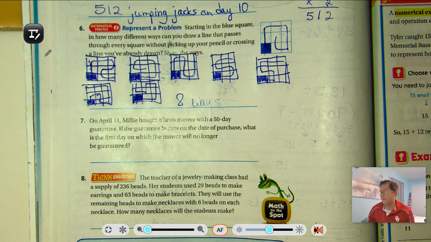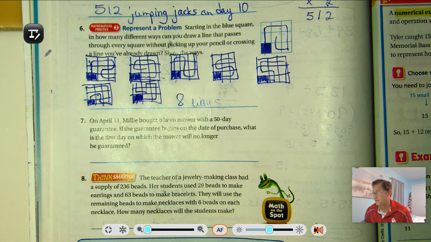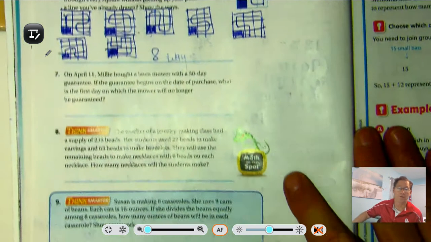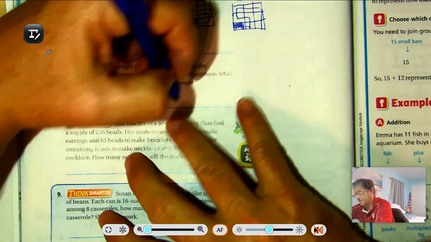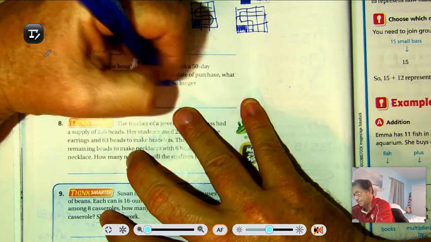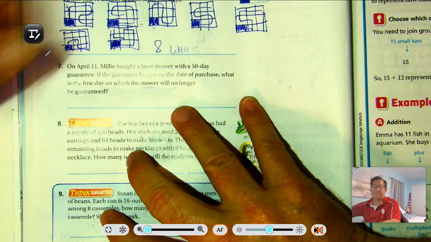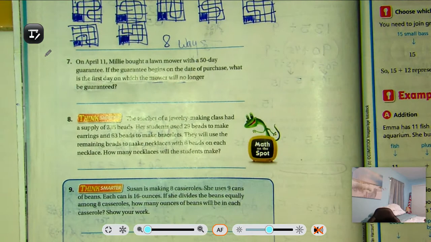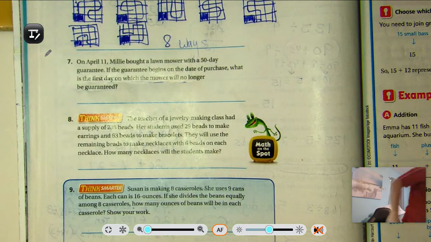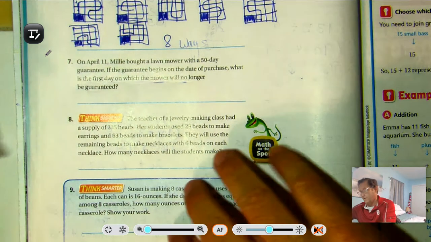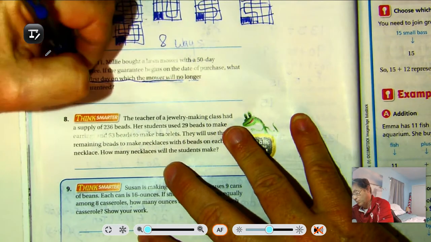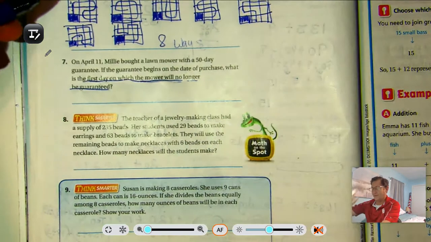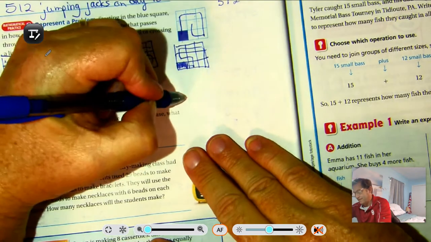Number 7. On April 11th, Millie bought a lawnmower with a 50-day guarantee. If the guarantee begins on the date of purchase, what is the first day on which the mower will no longer be guaranteed? Okay, first day that the lawnmower will no longer be guaranteed. So we're at April 11th.